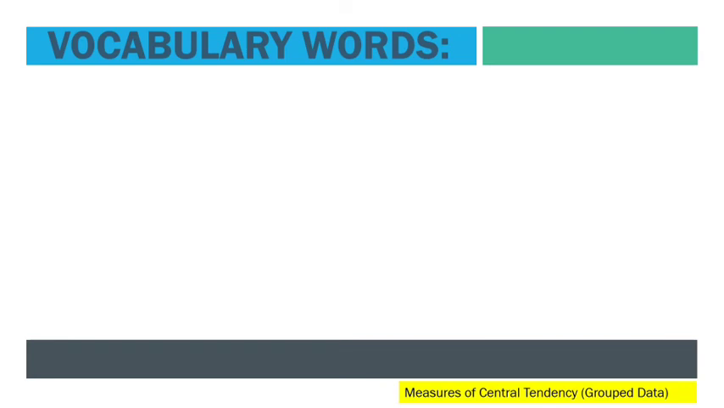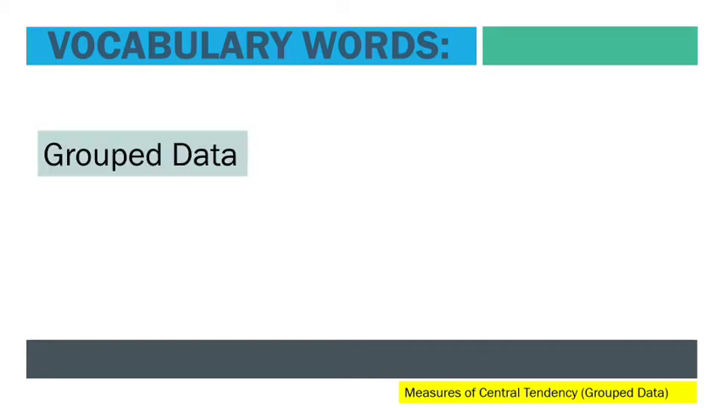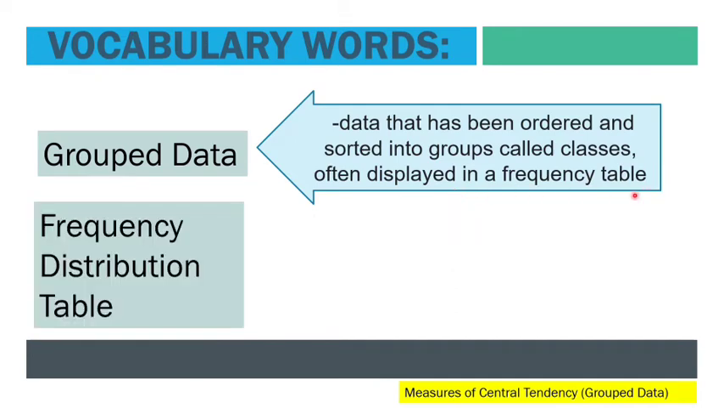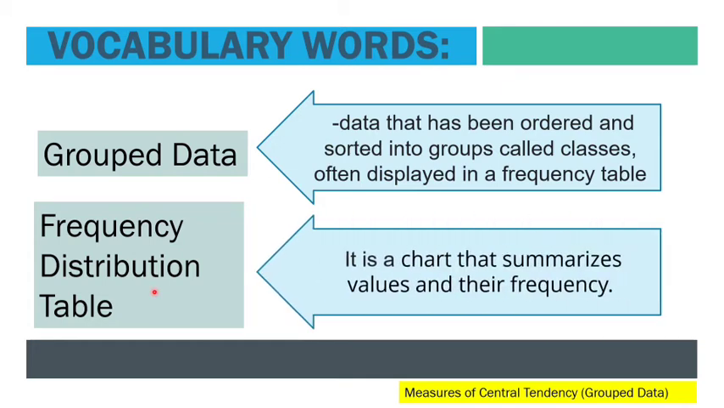Now let's have some vocabulary words that we are going to encounter on this session. First is group data. What do we mean by this? This pertains to the data that has been ordered and sorted into groups called classes, often displayed in a frequency table. Another term is the frequency distribution table or the frequency table. They are just the same. So this means that it is a chart that summarizes values and their frequency.